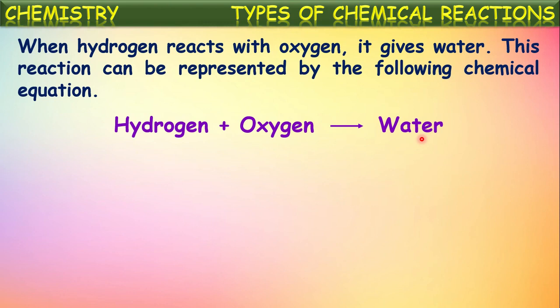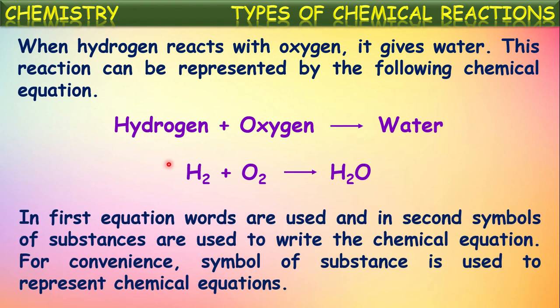So this equation between hydrogen and oxygen to form water can also be represented with their formulae like this: H2 plus O2 gives H2O. This also represents the same reaction that we have shown above. Hydrogen and oxygen reacting together to give or to yield water. So this is said to be a chemical equation.